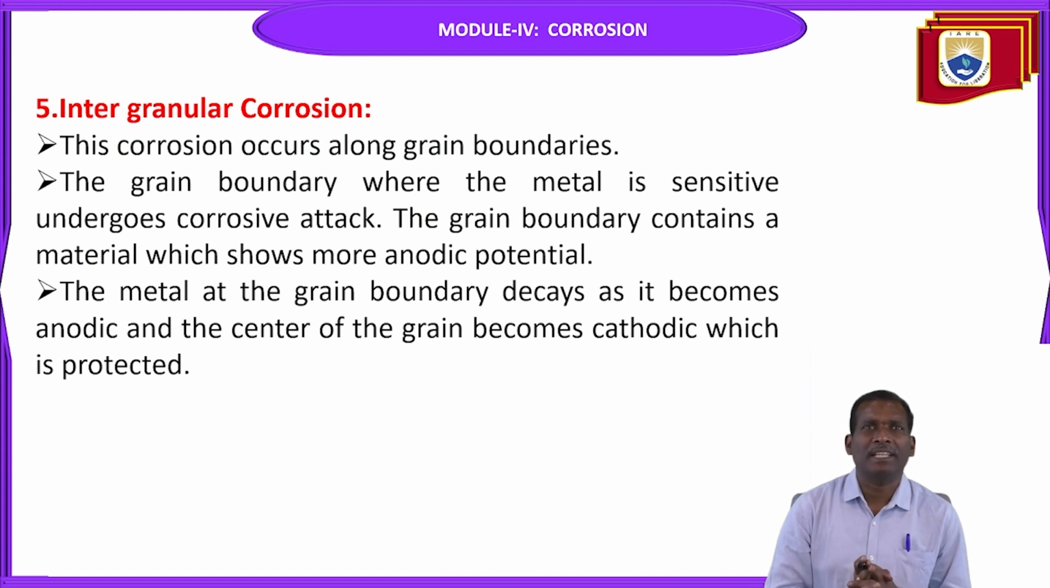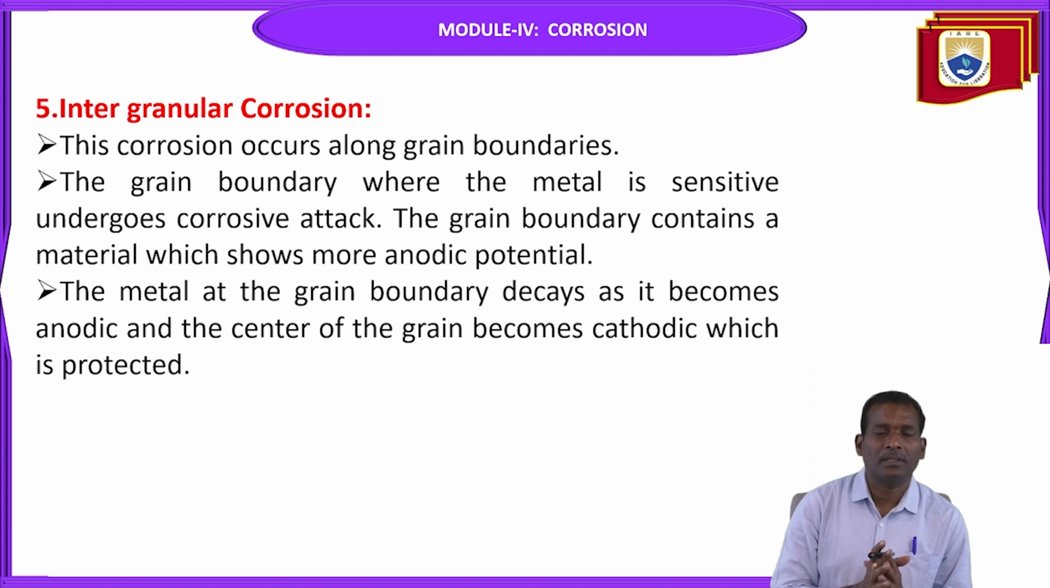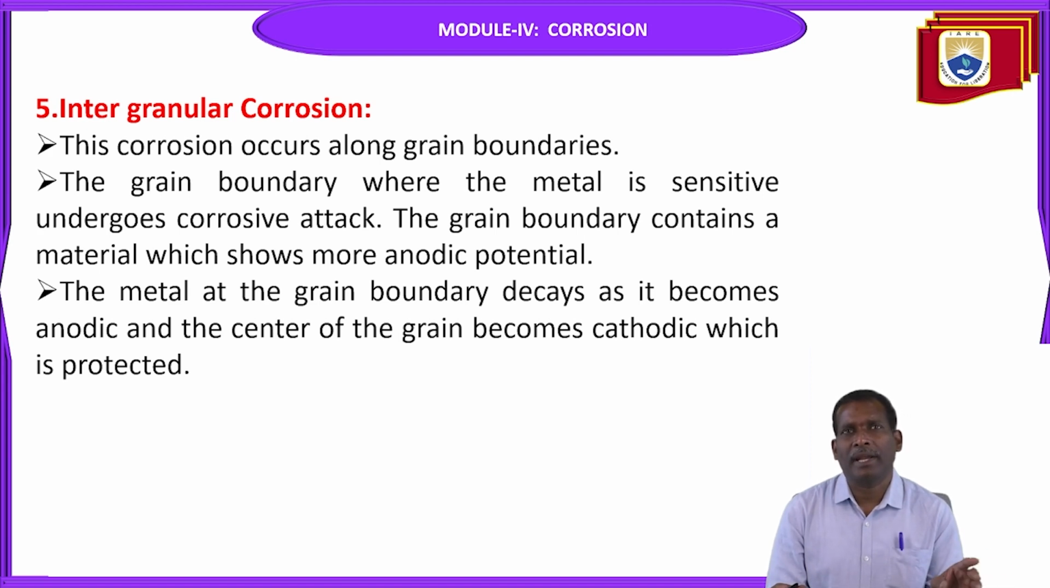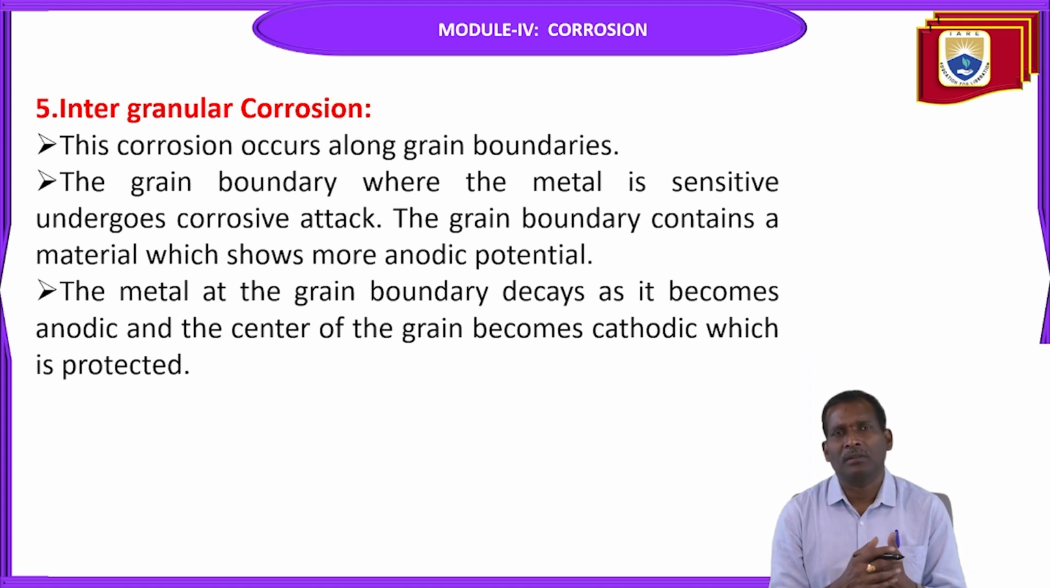Next, the fifth one is intergranular corrosion. This is the last type of corrosion. This corrosion occurs along grain boundaries. The grain boundary, where the metal is sensitive, undergoes corrosive attack. The grain boundary contains a material which shows more anodic potential. Every metal has grains, sometimes very closely packed, sometimes distributed with uniform spacing, and sometimes irregular grains also. You can see the grain structure under a microscope.